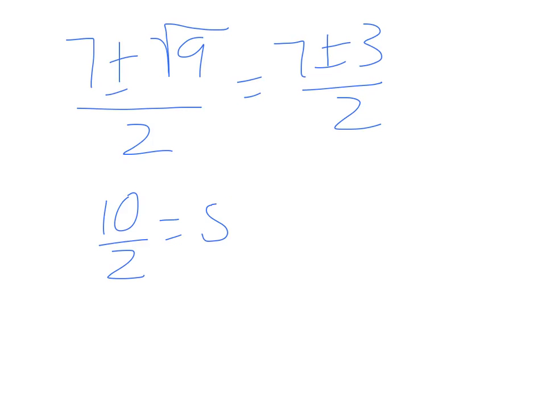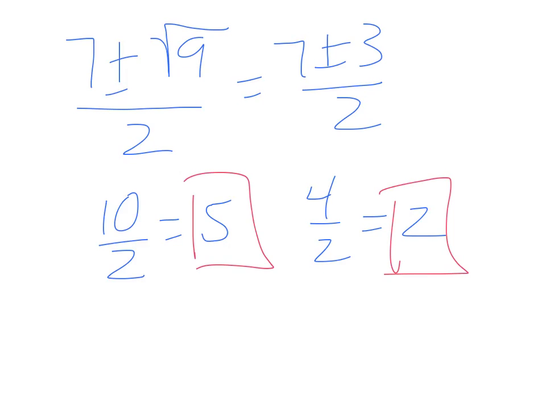10 over 2 equals what? 5. The other answer is 7 minus 3. What's 7 minus 3? 4. 4 divided by 2 is? 2. So your answers are 5 and 2. Okay? Questions? Okay, let's try one more, then I'm going to let you guys go. One more.